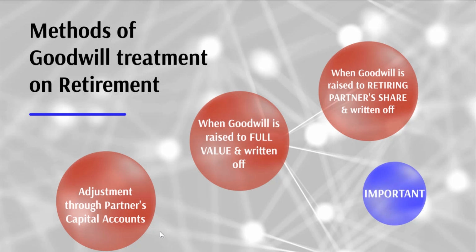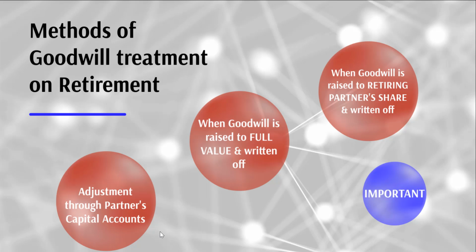In this video, we will learn the three methods of treatment of goodwill on retirement of partner. The first method is adjustment of goodwill through partner's capital or current accounts. The second method is to raise goodwill to full value and write it off. And the third method is to raise goodwill to retiring partner's share and write it off among the gaining partners in gaining ratio.